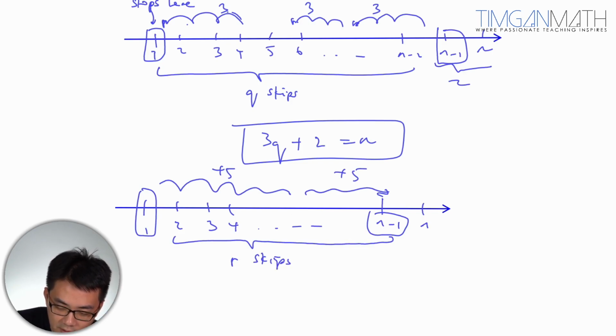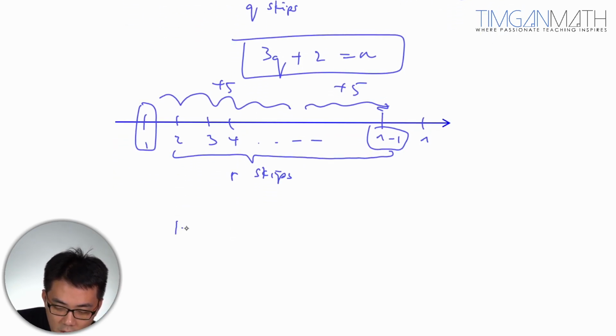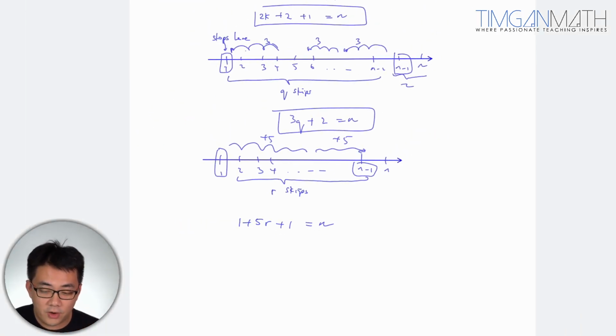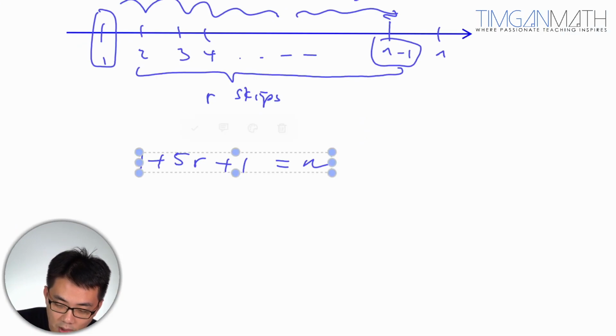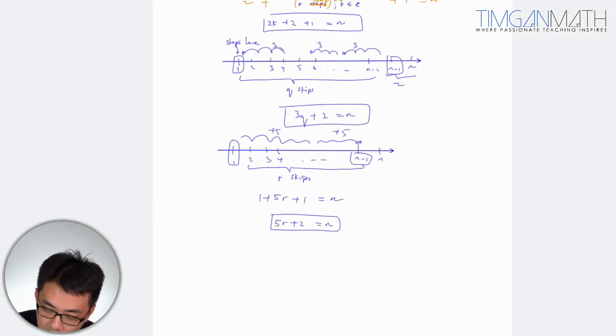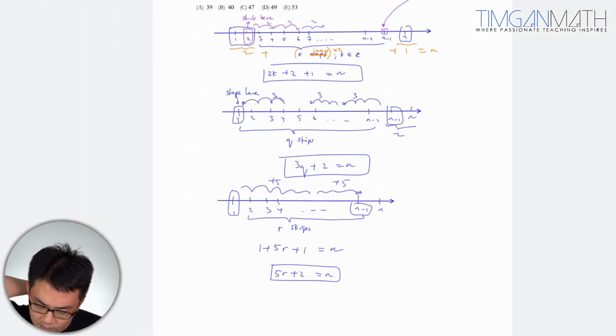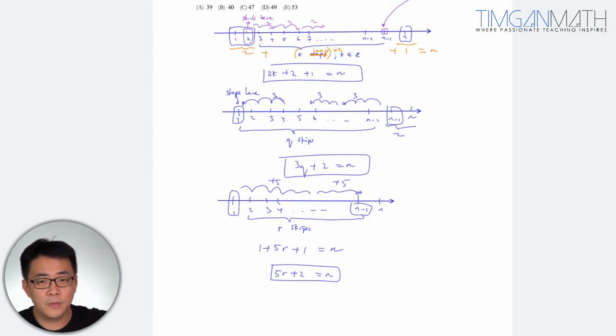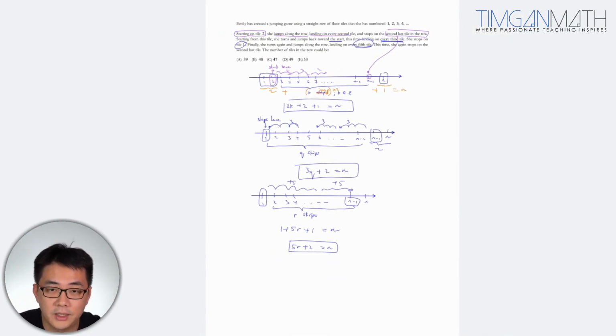Every skip got 5 tiles, so we can simply write 1 plus 5R plus 1 equals n. Now these are all very important information. What we could write down here is 5R plus 2 equals n. So that's the main thing here. We're going to try and understand how to solve this.